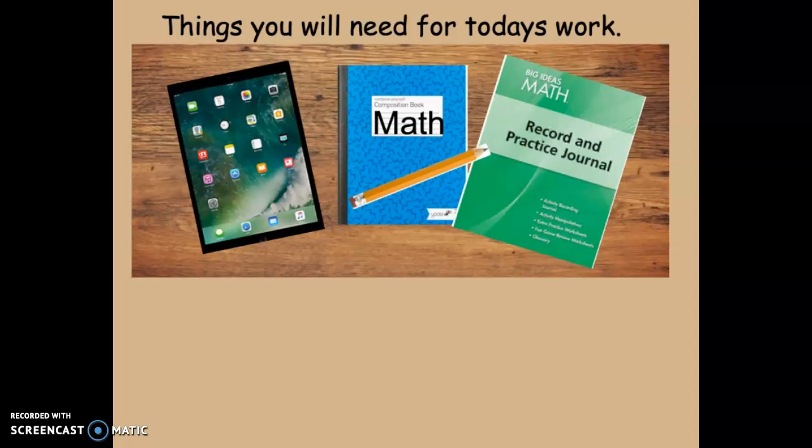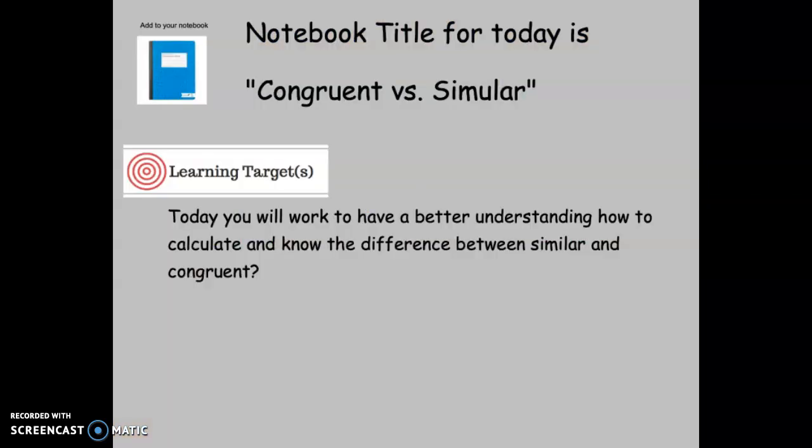All right, here are the things that you'll need today. You'll need your iPad, a pencil, your green math journal, and your math notebook. Make sure you are taking notes during this time. It's really important. So our title for today is Congruent versus Similar, and add that to your notebook.